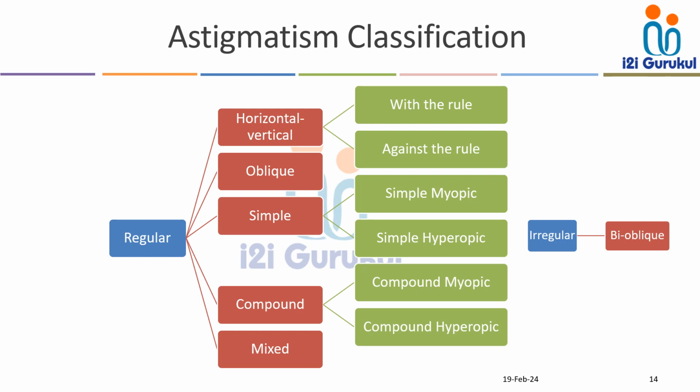Based on the focus of the principal meridians, astigmatism is classified as simple, in this simple myopic and simple hypermetropic, and the second one is compound, that is compound myopic and compound hypermetropic, and the third one is mixed astigmatism. Symmetrical and asymmetric are also considered in mixed astigmatism. So these are the classifications of astigmatism.